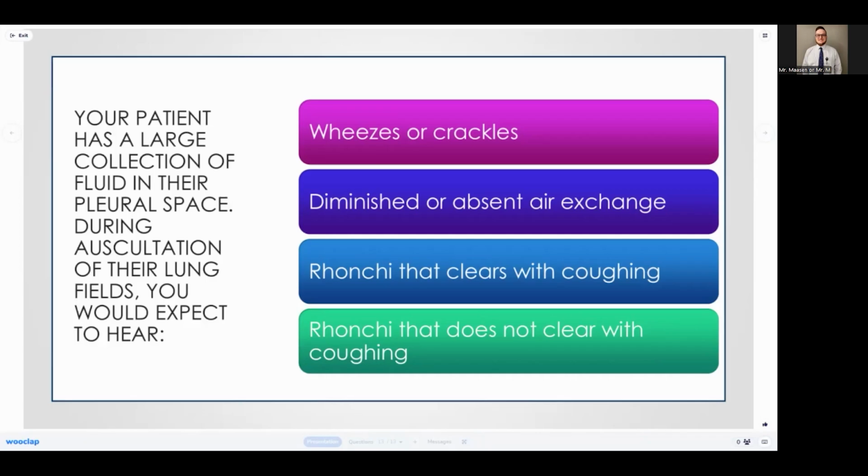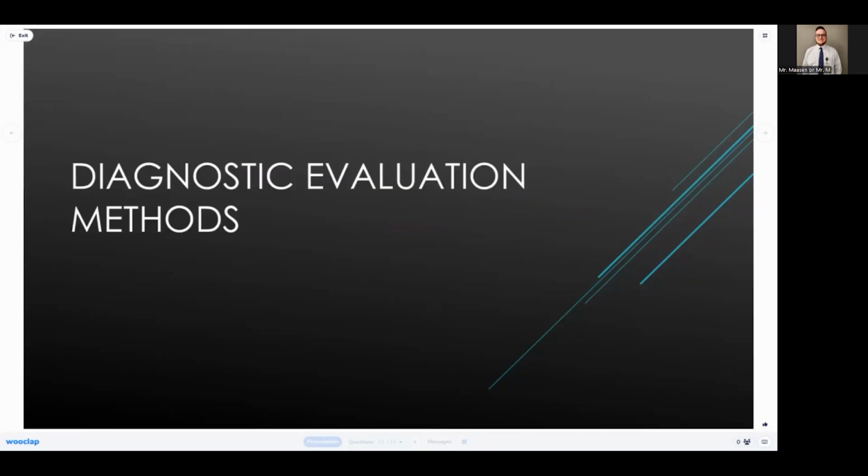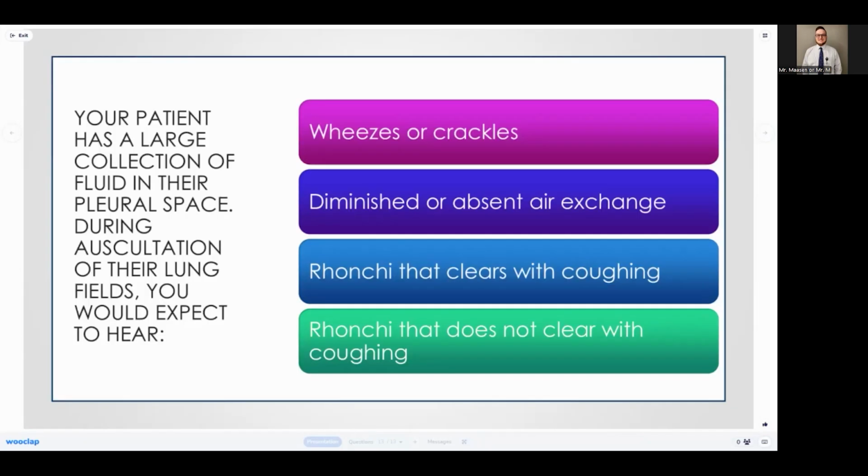It probably would be the first one, wheezes or crackles, because crackles, or rales, are more related to fluid movement. Potentially there could be inflammation in the pleural space, and so you could hear the friction rub noise. But you could probably make the argument for wheezes or crackles, more likely crackles or fluid sounding movement.